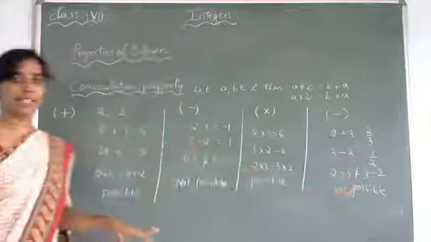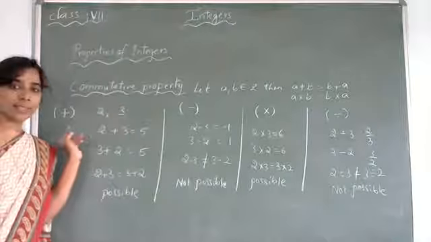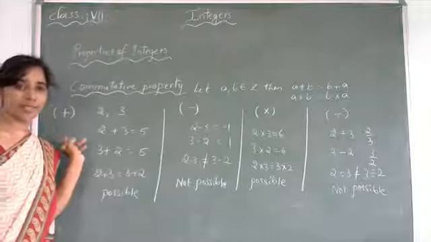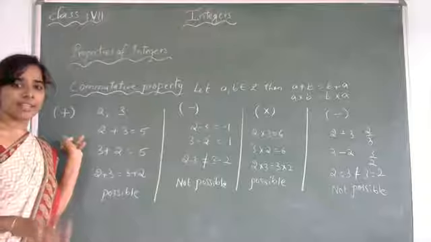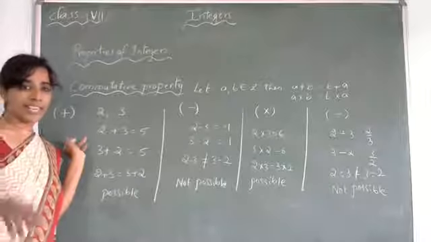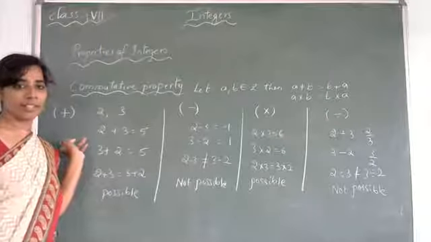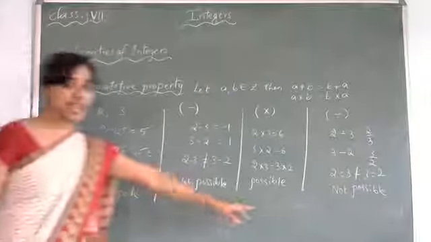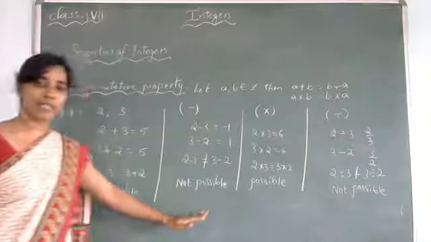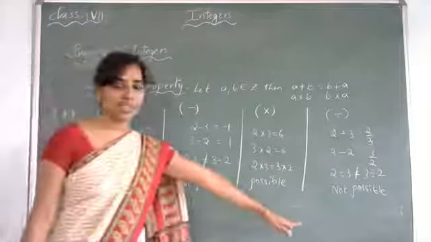Like this, we learned two properties of integers: the closure property and the commutative property. The closure property is satisfied under addition, subtraction and multiplication, but not under division. Likewise, the commutative property is satisfied under addition and multiplication but not under subtraction and division.